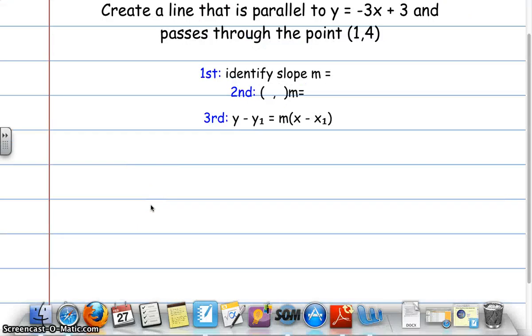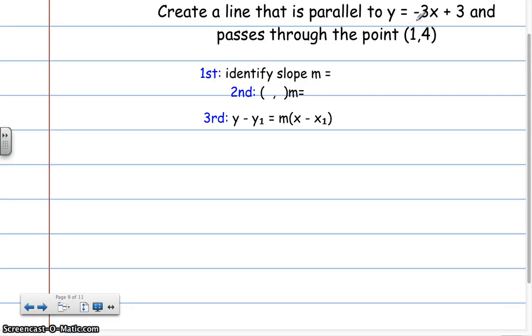Okay, this next example, we want to create a line that's parallel to y equals negative 3x plus 3, and it goes through the point 1, 4. So I know that if it's parallel to this line, then it has the slope of negative 3. It increases or decreases at the same rate. So my step 1 is identify the slope. Well, it's the same slope as the line it's parallel to. So the slope is negative 3.